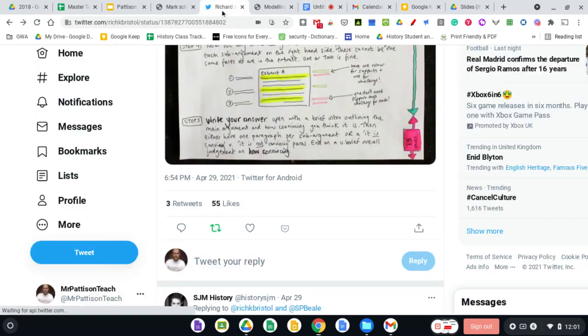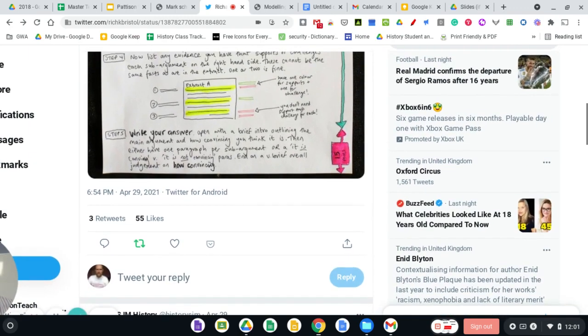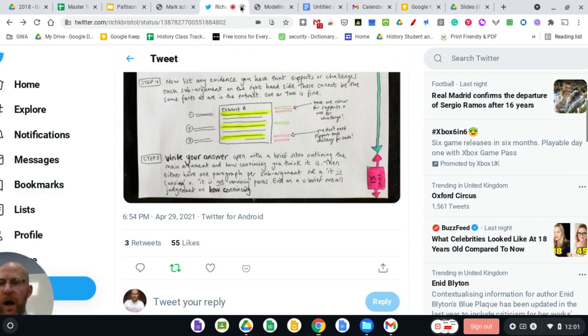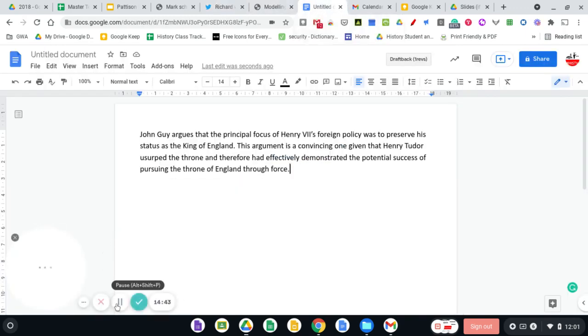So now what Rich is suggesting we go on to do is to write a paragraph per sub-argument, or a convincing paragraph and a not convincing paragraph. So there are 2 different ways you can do this. I'm going to go for the convincing and not convincing, but you could just as easily have a go at taking each sub-argument and analysing each in turn. So choose which way you want to have a go at it, and then you can come back to us. So press pause now. Only unpause when you've had a go at finishing off your paragraph.